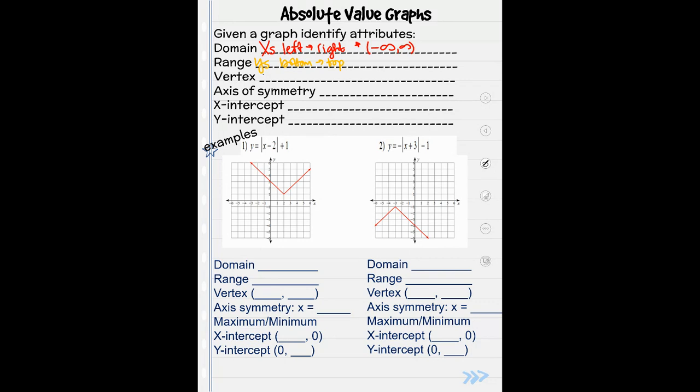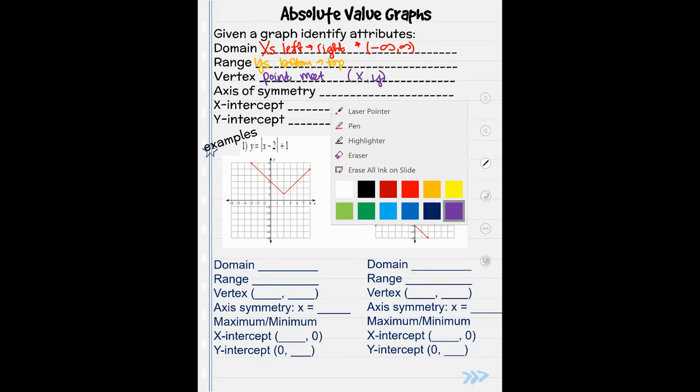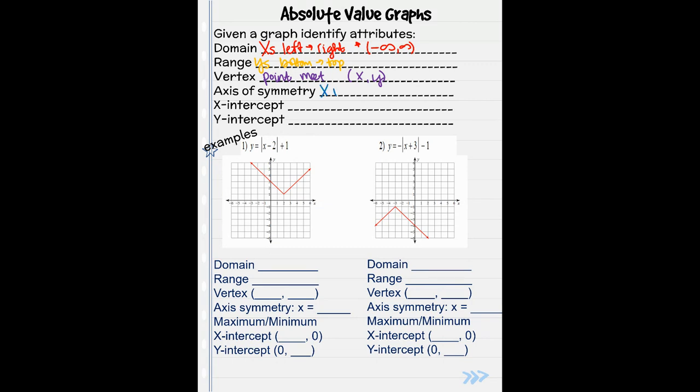The vertex is, remember, the point in the middle or where they meet. And we're writing this as a point, so x comma y. Axis of symmetry, remember it's the x value of your vertex. It's x equals whatever this value is. X-intercept, remember it's where it crosses our x-axis. Pretty straightforward, and we remember, it is where x is something and y is 0. So then, of course, opposite, y-intercept is where it crosses the y-axis. X is going to be 0 and y is going to be some number.